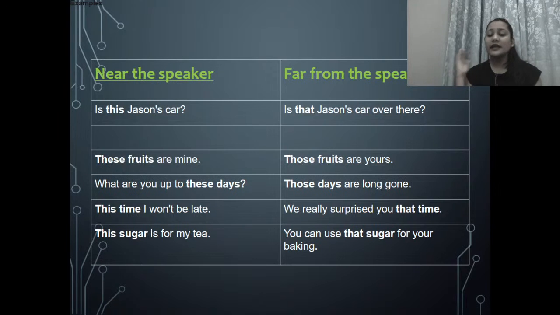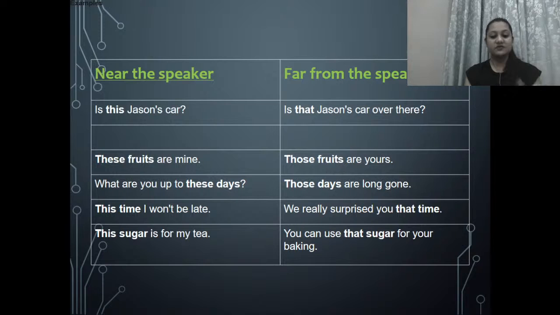Here, if something is far from the speaker, it will be "We really surprised you that time." So you are speaking with somebody and telling that person that you remember that time when we surprised you. Let's just say it was somebody's birthday and you surprised the person. So you are talking about a bygone time, an event which took place in the past.